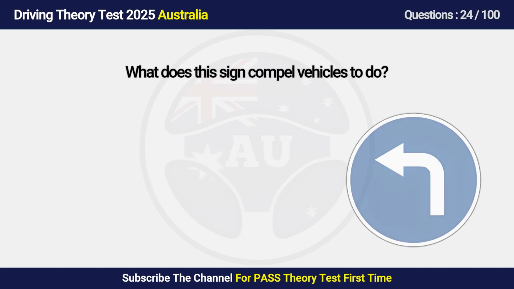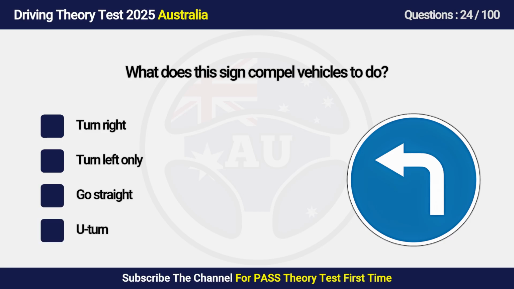Question 24. What does this sign compel vehicles to do? A. Turn right. B. Turn left only. C. Go straight. D. U-turn.